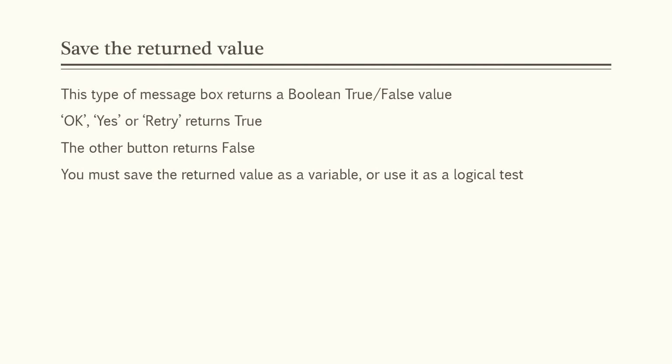So what it returns is a Boolean value, so true or false, not the word true, but the Boolean value true. The first button that's labeled OK, yes, or retry, that will return true, and the other button will return false. As with any other returned value, you've got to either save it or use that value, or the effect of the button click will be nothing. So you've got to somehow adapt your program, not just to display the message box, but to make use of the returned value. So let's look at that in practice.